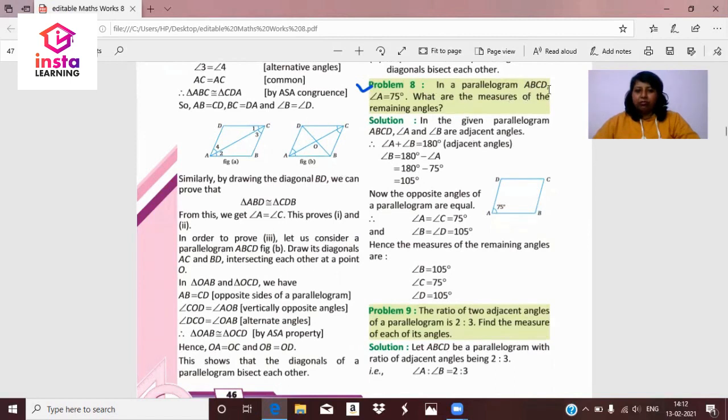In a parallelogram ABCD, angle A is equal to 75 degrees. What are the measures of the remaining angles? This is the given parallelogram where angle A is 75 degrees. You have to find out the measures of the remaining angles. So as we know, angle A and angle B are adjacent angles. Angle A and angle B. So their sum will be 180 degrees. Angle B is equal to, what we will do, take A to the right hand side. We know the value of A, which is 75 degrees. Subtract it from 180 degrees, so we will get 105 degrees.